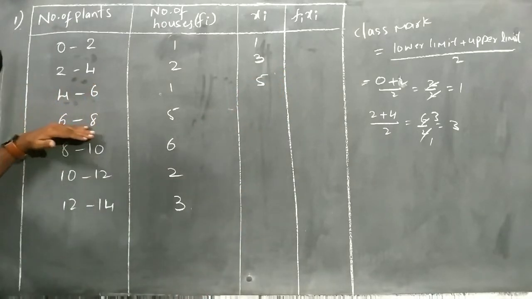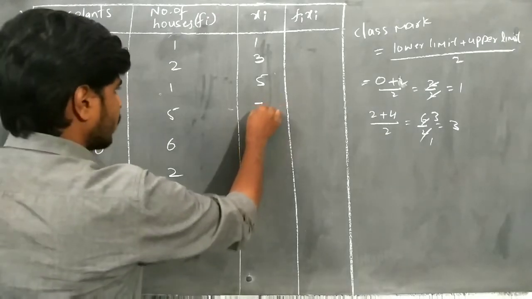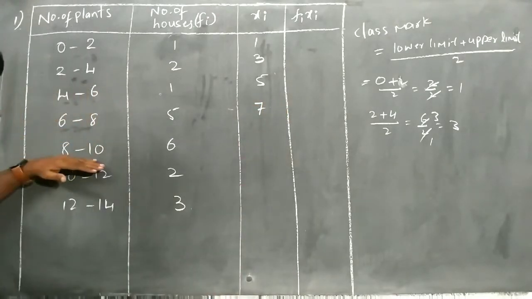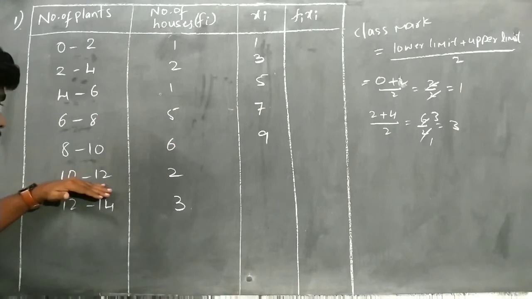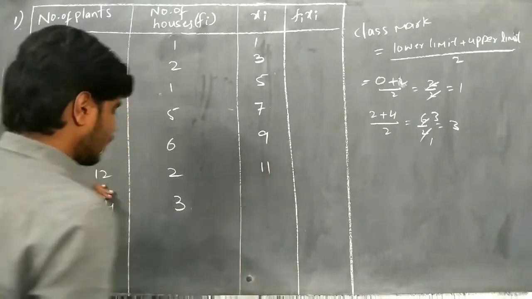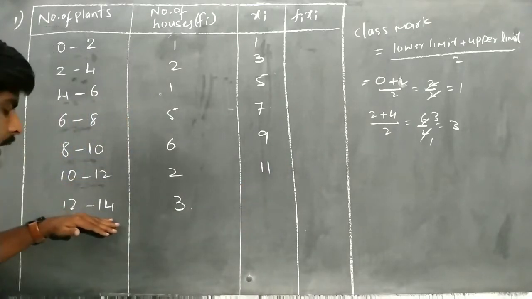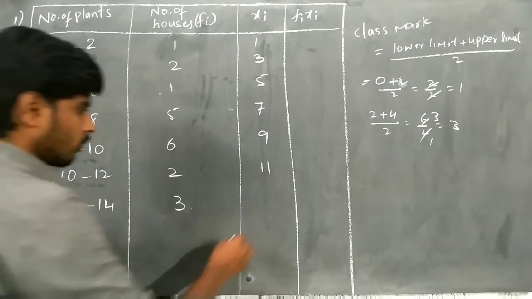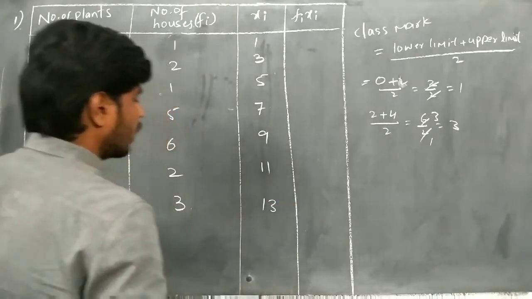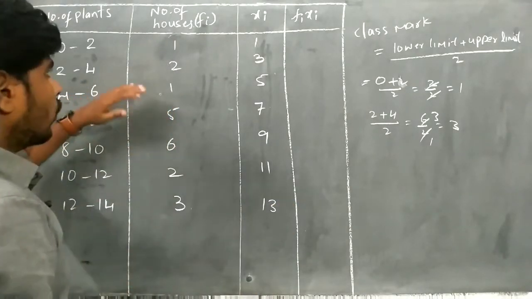6 plus 8, 14 by 2, we get 7. 8 plus 10, 18 by 2, it is 9. 10 plus 12, it is 22, 22 by 2, it is 11. Next 12 plus 14, it is 26, 26 by 2, 13 we get. Now what do we have to do?